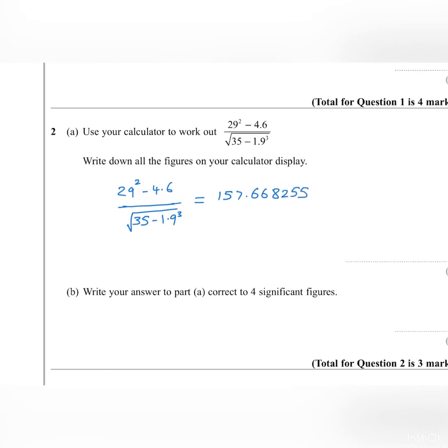150.768255. Part B says write your answer correct to 4 significant figures. Now for 4 significant figures, that's the first one, second, third, and fourth, and the number after that is 5 or bigger, so we add 1 to this number, so that will be 157.7.